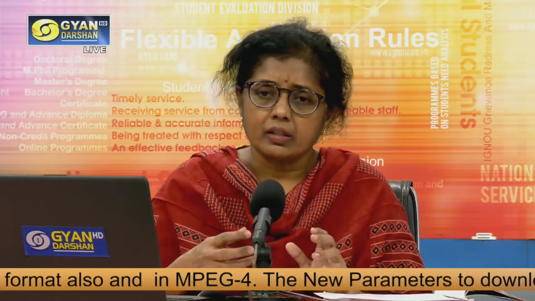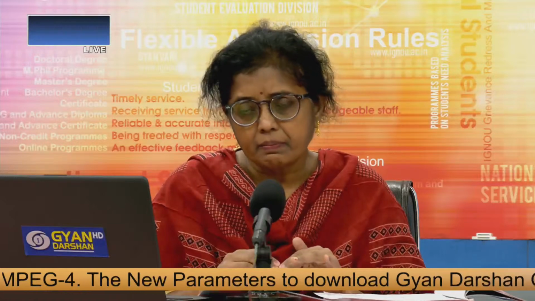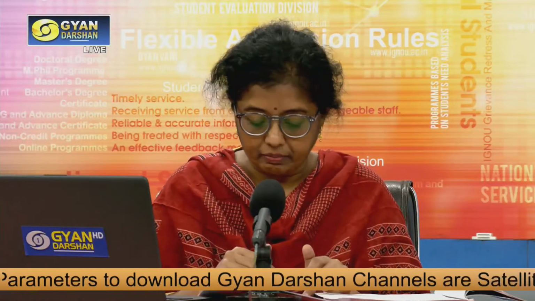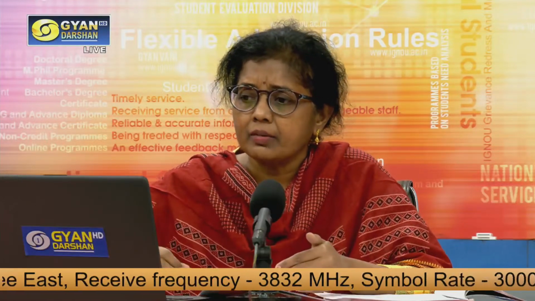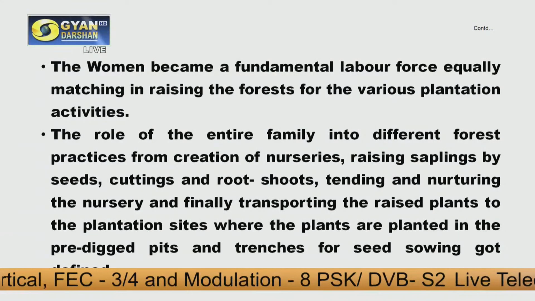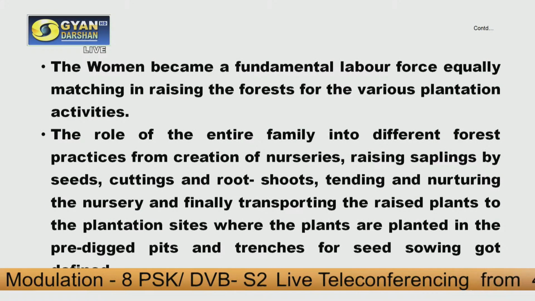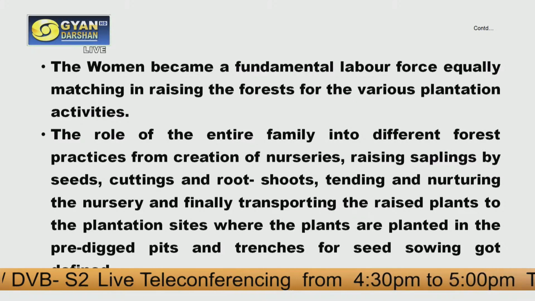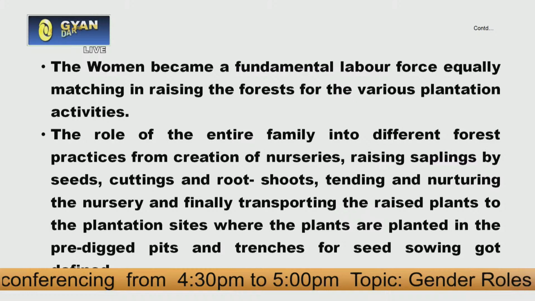Certain activities are carried out by the male members and certain activities by the women members. Sometimes the entire responsibility of planting trees in the reserve forest areas is taken care of by the entire family. Apart from this, there is another system where women collect various forest produce and use it for economic activities.